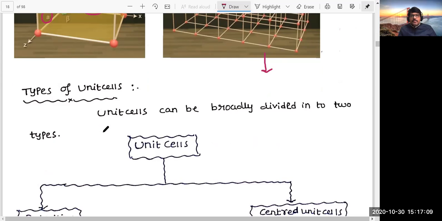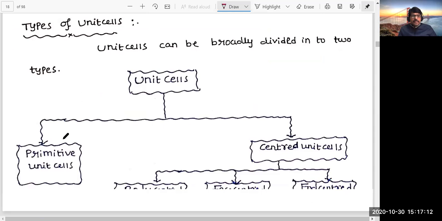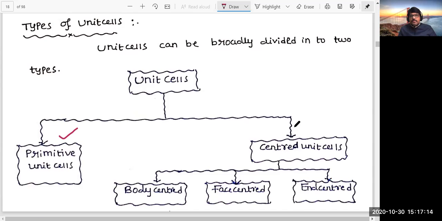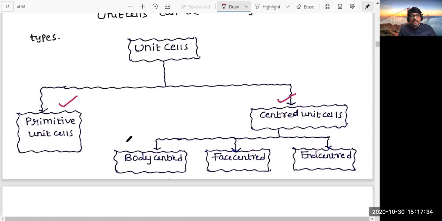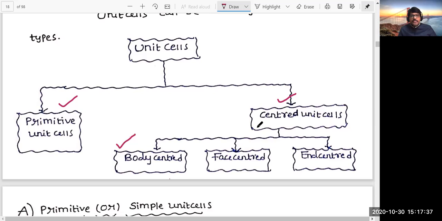All unit cells are broadly classified into two types. They are primitive unit cells and centered unit cells. Primitive unit cells, basic unit cells, simple unit cells, all are one and the same. Primitive or basic or simple. Another one is centered unit cells, right? And these centered unit cells are further classified into three types: body centered unit cells, face centered unit cells, and end centered unit cells. Now we have to understand the meaning of this primitive unit cell.